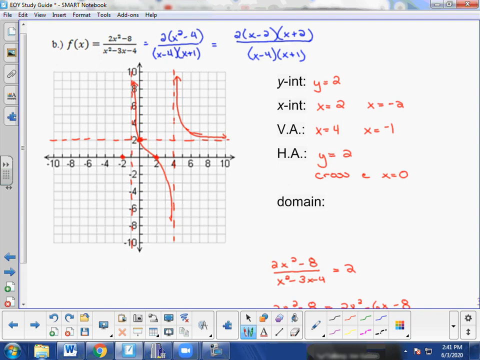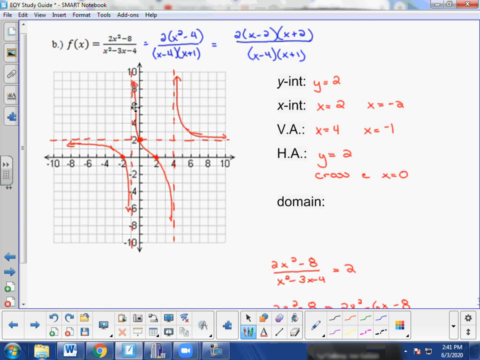Finally, our last curve is going to go through the x value of x equals negative 2. It's going to approach the vertical asymptote going down in the opposite direction that this one went. And it's going to approach the horizontal asymptote going to the left. It cannot cross the horizontal asymptote because the only place we could cross was at x equals 0. And this would be a graph of our rational function. Again, you can check this in the calculator.